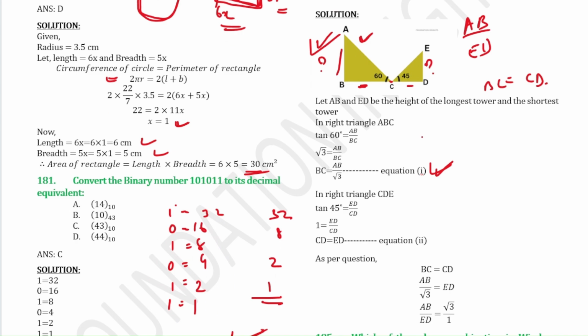Similarly, for the right triangle CDE, tan 45 will be equal to ED by CD. The value of tan 45 is 1. So here CD will be equal to ED, right? Now, as per the question, since it is observed from the middle point, BC is equal to CD. So the value of BC is this one. Just put the values, and the value of CD is equal to ED. After putting the values, you will get AB by ED equal to root 3 by 1, right? The longest height is AB, and the shortest height is ED, right? So the answer will be root 3 by 1.